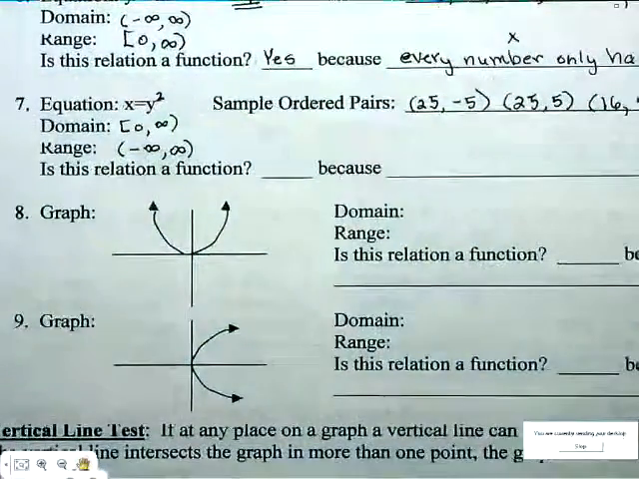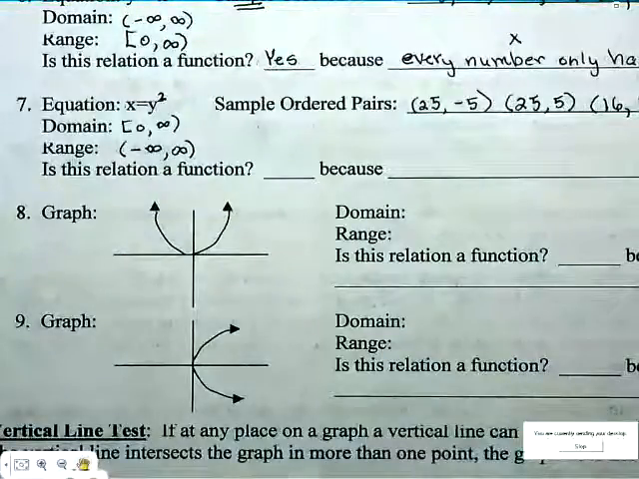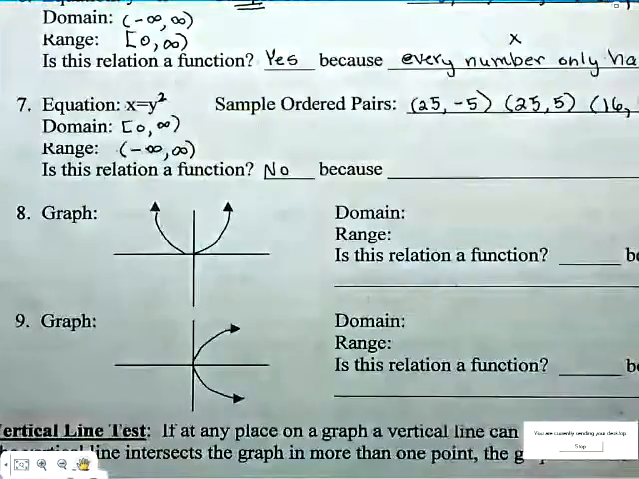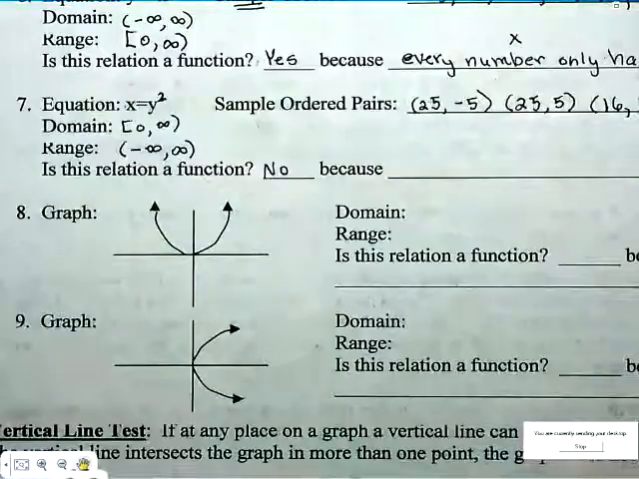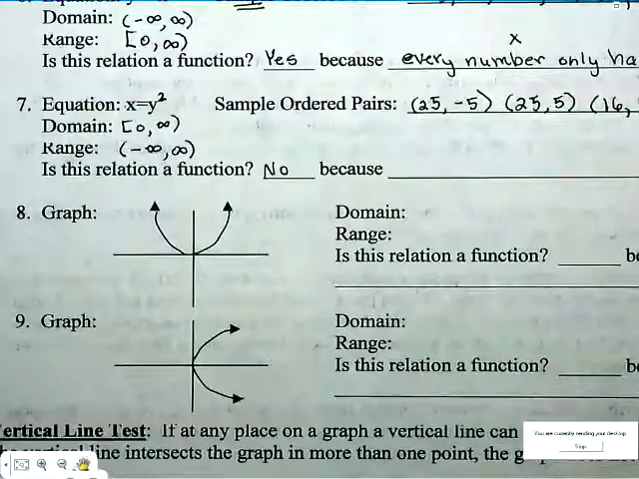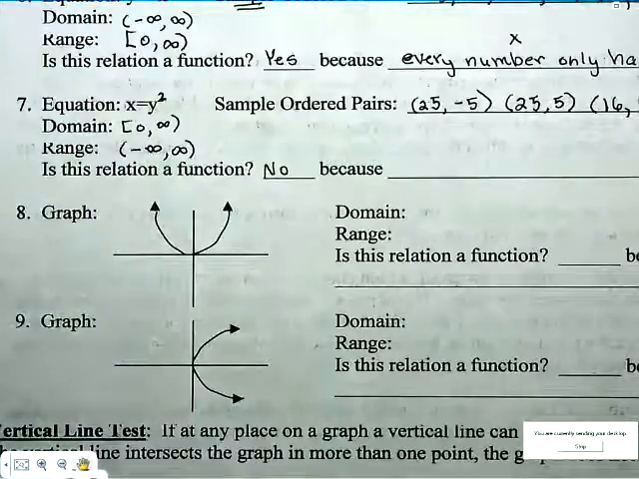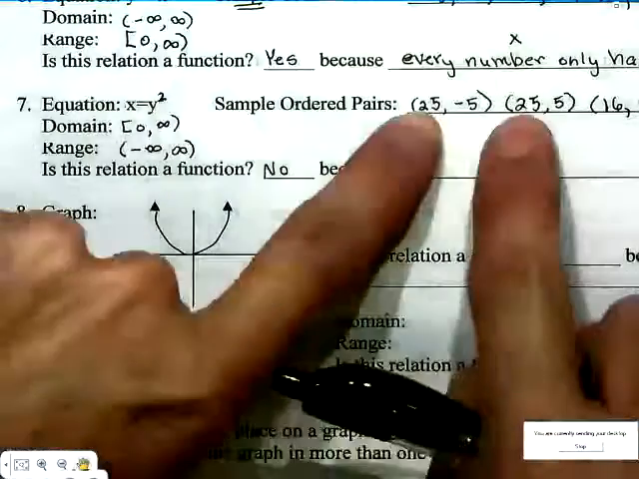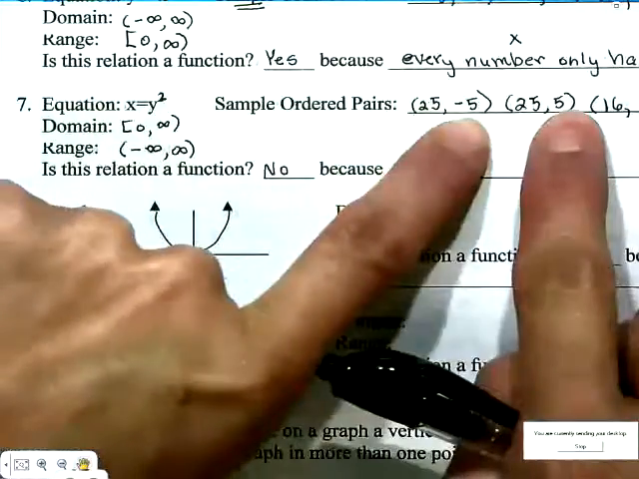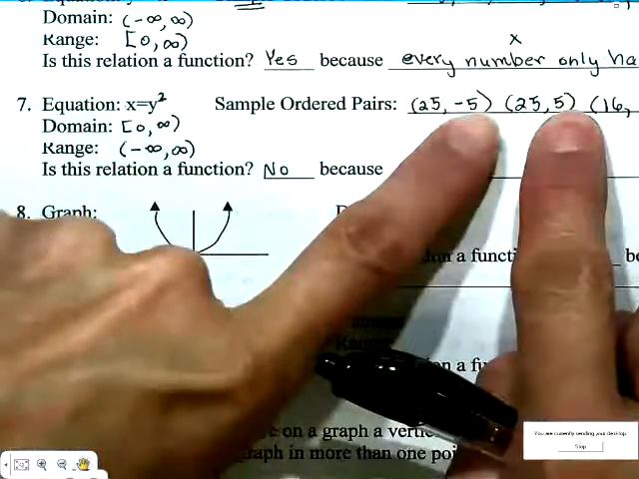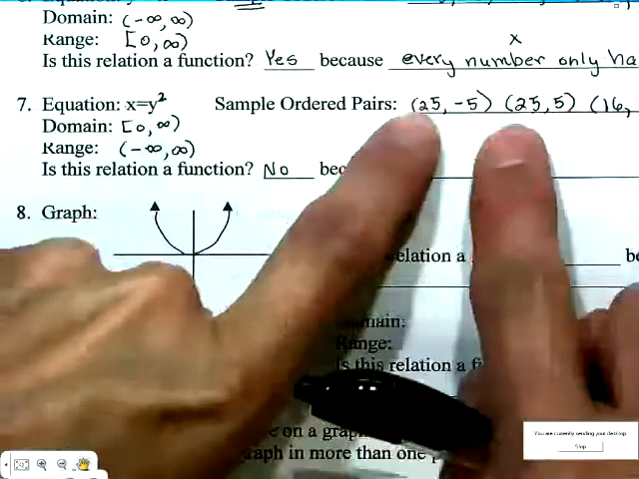Is that relation a function? No is correct. Why? You may have it right in your head. You're not saying it exactly so that it makes sense. There's more than one y for some of the x's. For example, when x is 25, there are 2 different y's, a negative 5 and a positive 5. So that is not a function because one x corresponds to 2 y's.